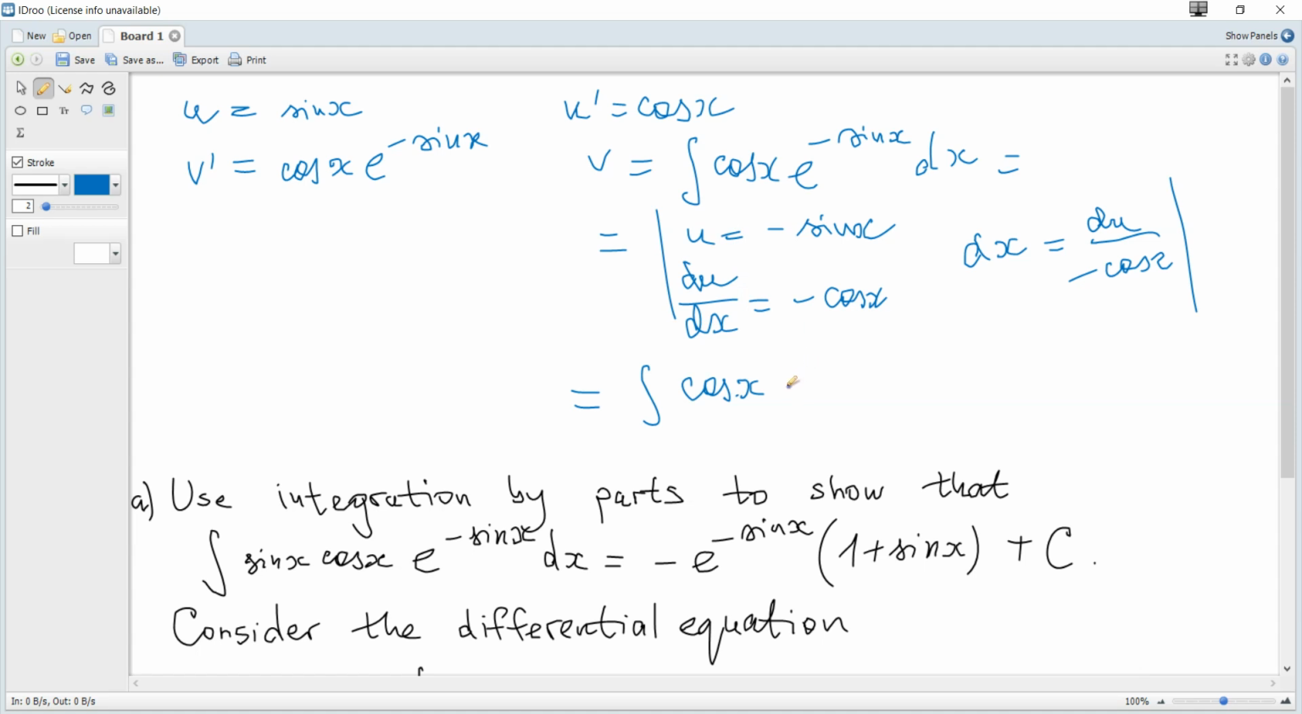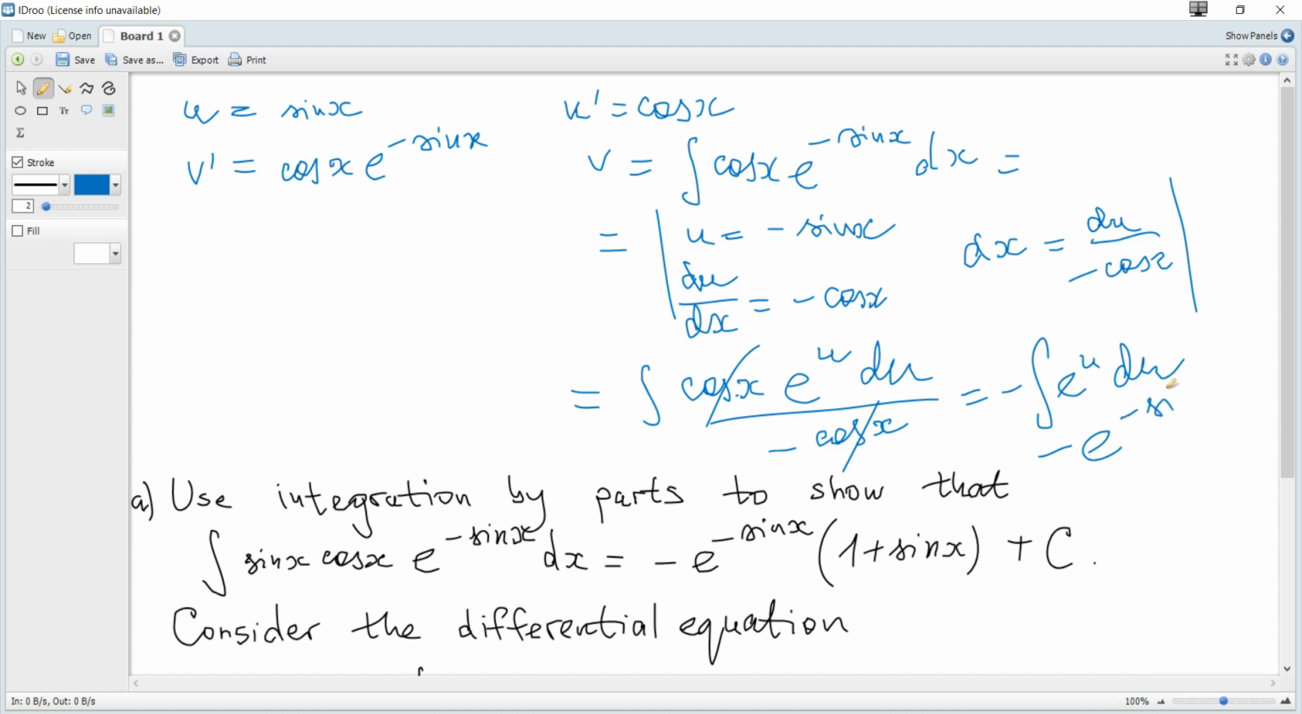So cosine e to the power of u, and dx is du over negative cosine of x, and cosine cancels, and we get negative integral of e^u du, which is just e^u, with the minus, so it's negative, and u is negative sine, so negative e to the power of negative sine x.